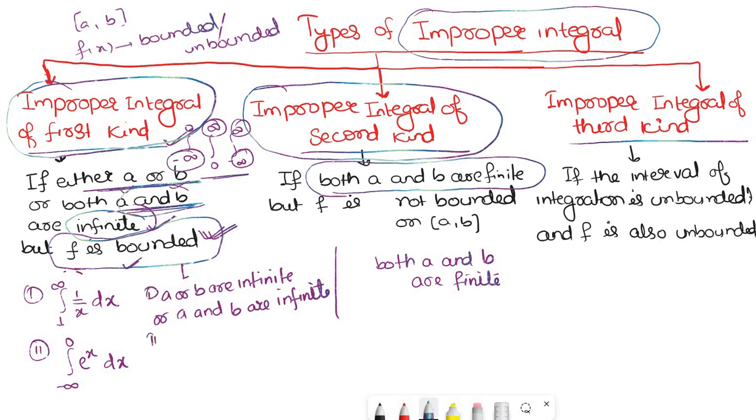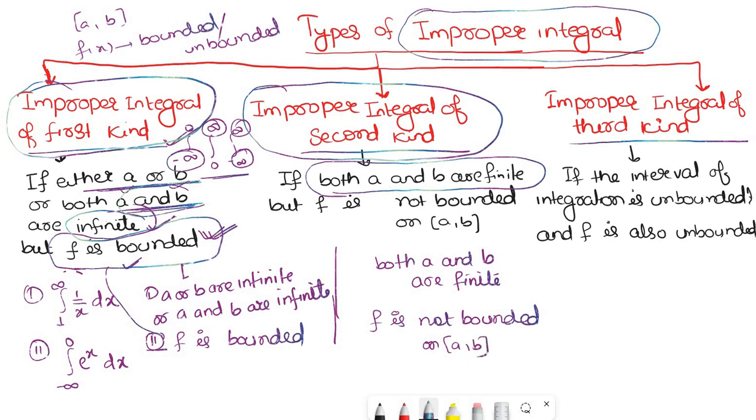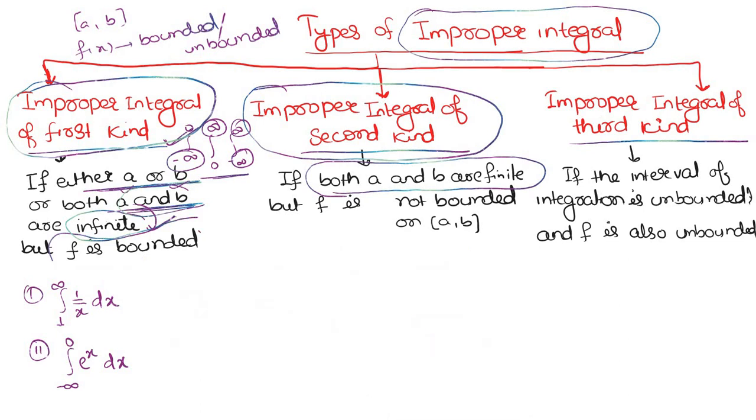In the first kind, f should be bounded. But in the improper integral of second kind, f is not bounded on the closed interval a to b. These are the two differences between improper integral of first kind and second kind. Now let's see the examples for improper integral of second kind.